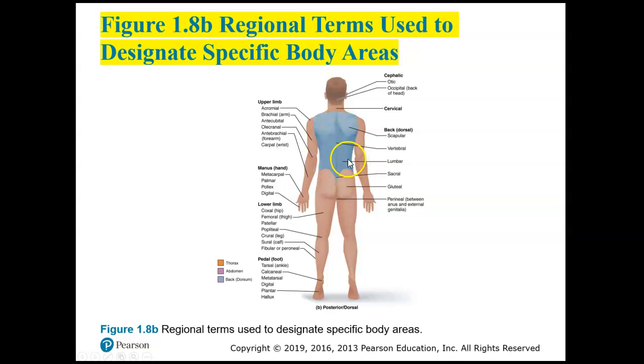The lower back is the lumbar region. The sacral region is below that. The buttocks are the gluteal region. And then between the anus and external genitalia is called the perineal region. Okay, so perineal region. All right.